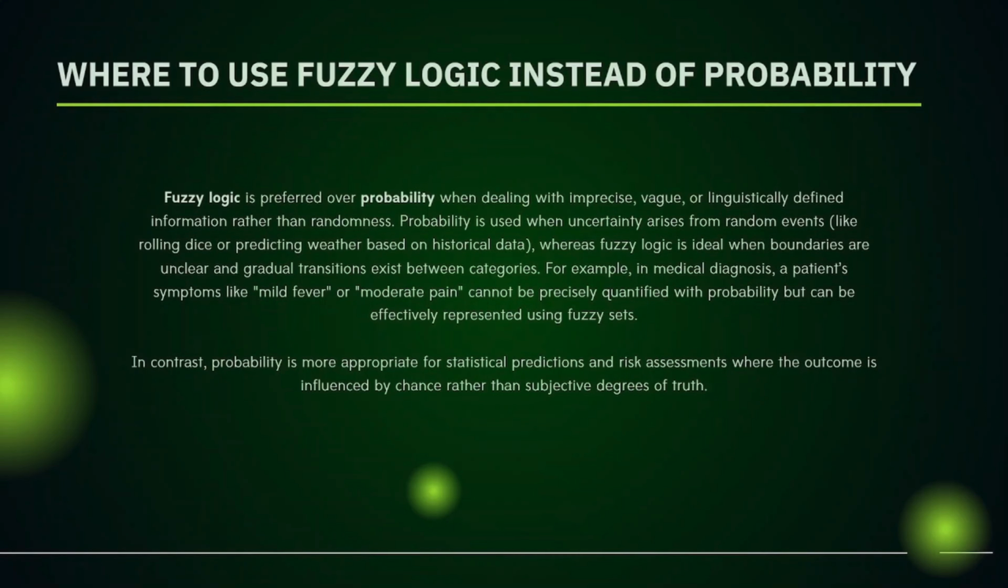In contrast, probability is more appropriate for statistical predictions and risk assessment, where the outcome is influenced by chance rather than subjective degrees of truth. It's not something that is related with human reasoning. It's something that is related with the randomness of a certain thing. We are not always sure about the weather. It can be changed in just one parameter. When one parameter changes, everything will be changed. That's where probability comes into place and can be very strong.